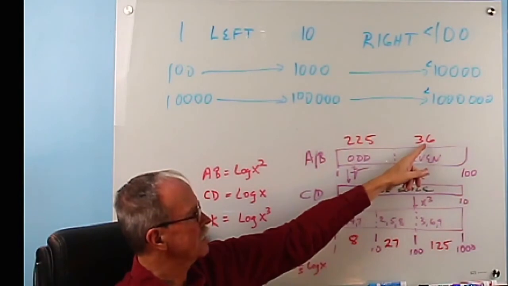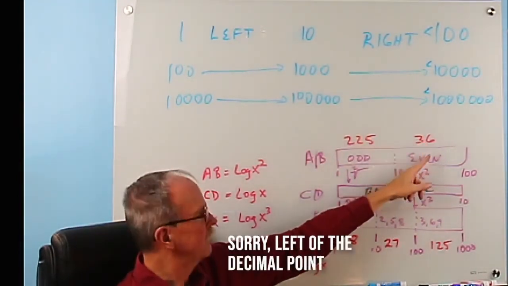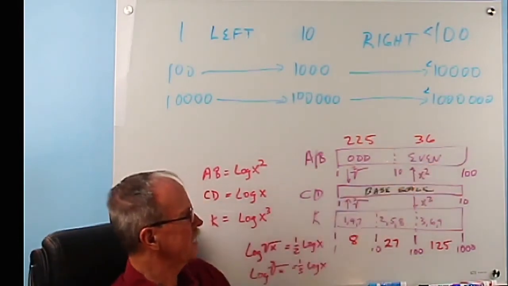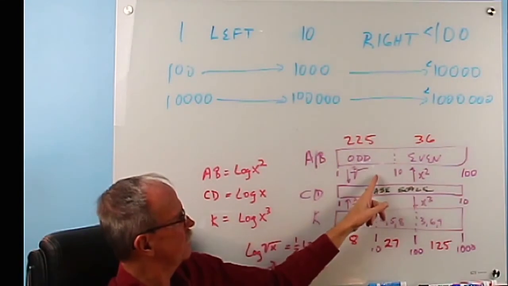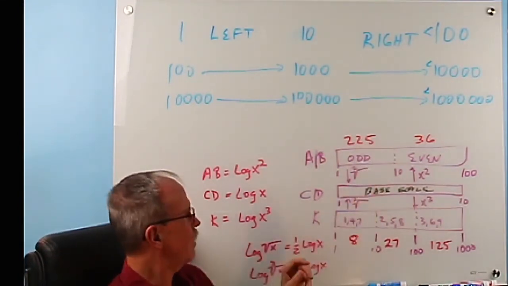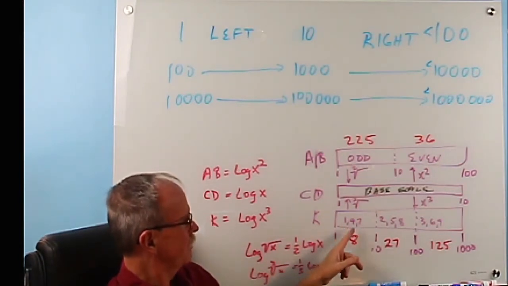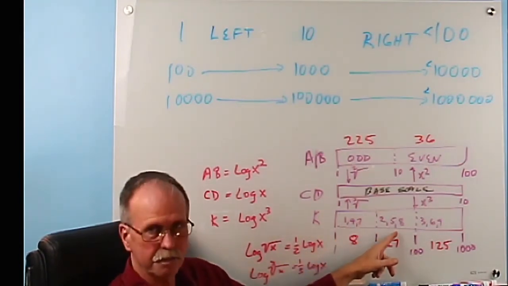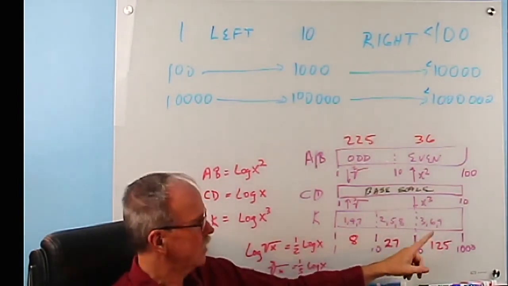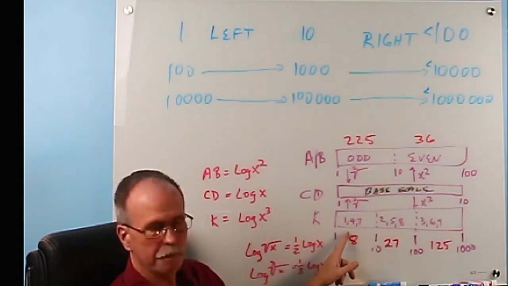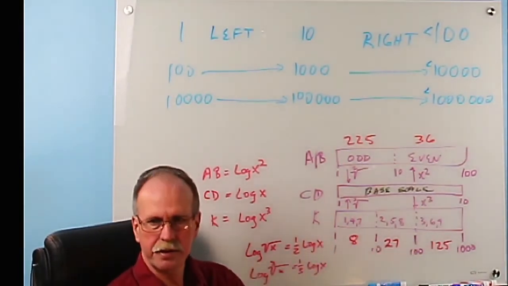If the number has an even number of digits to the left of the decimal, you use the right side of the AB scale. If it has an odd number, you use the left side. Likewise, on the K scale, if it has 1 digit, you use the first one. If it has 2 digits, you use the middle one. If it has 3 digits, you use the right one. If it has 4 digits, you go back to the left one again and work your way through. Now, there's a very good reason for this.